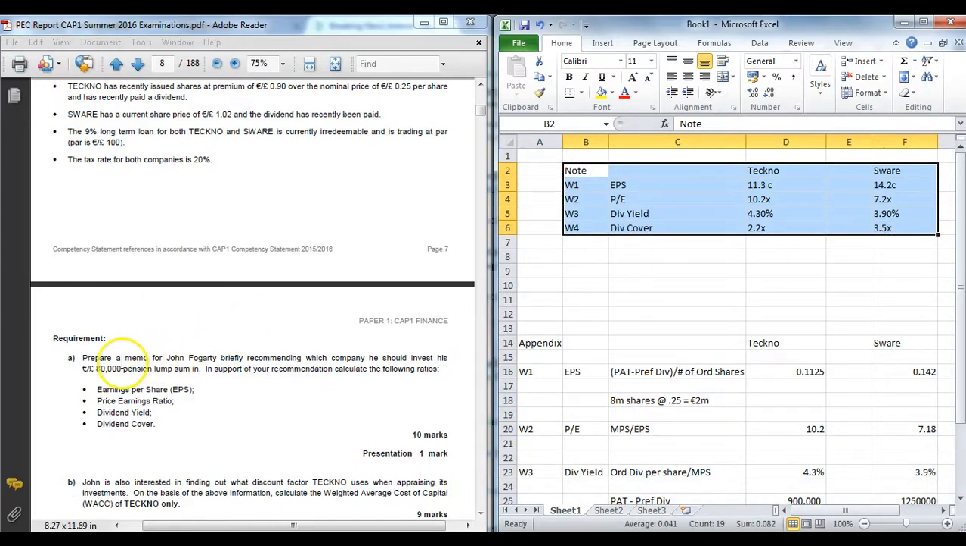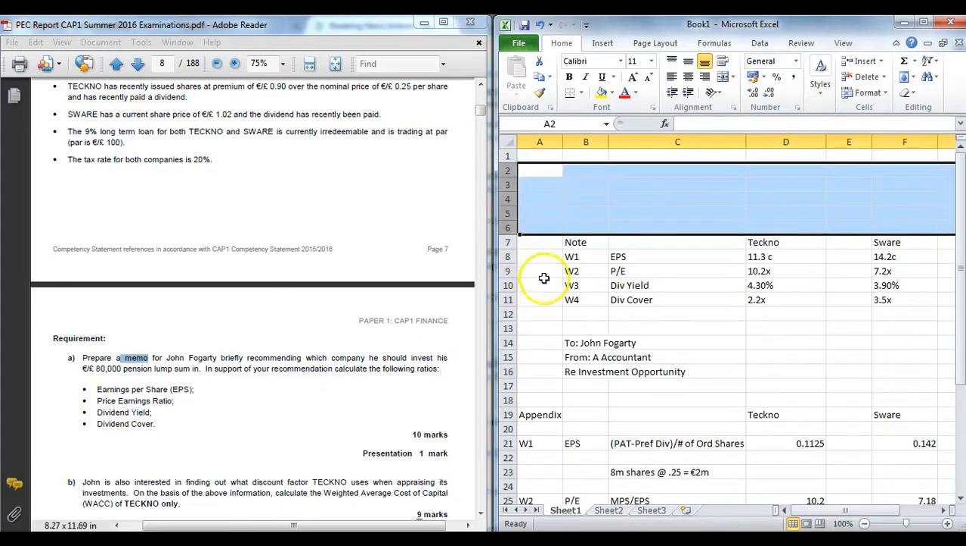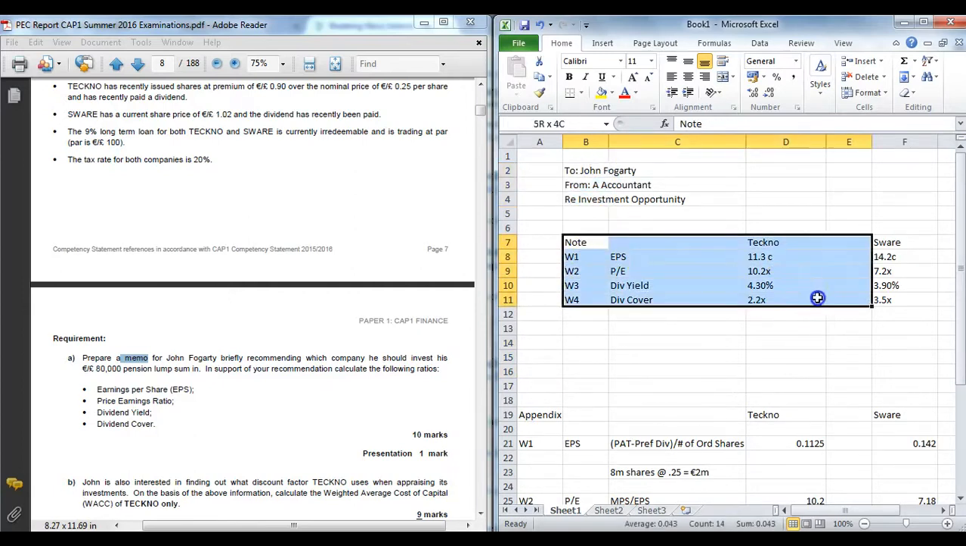So again, when they ask for a memo, you're essentially putting it to John Fogarty from, and I might just write accountant or something like that, and the subject, investment opportunity. So you're just showing the examiner you've read that it's a memo, you want to get the presentation mark. So of course you might put that up the front, at the start. You might say, dear John, please see below key ratios.